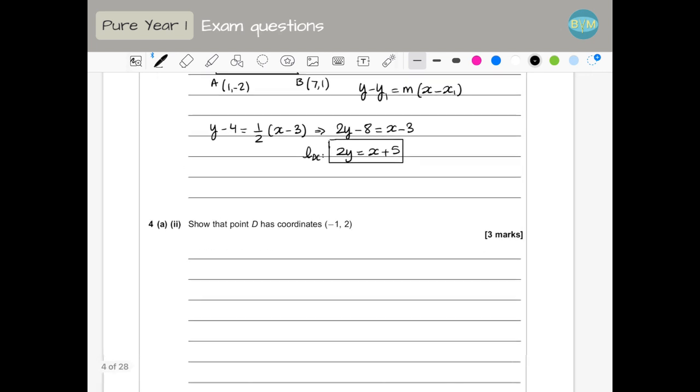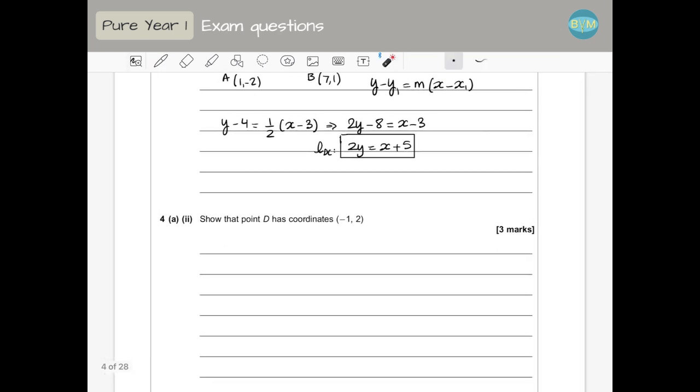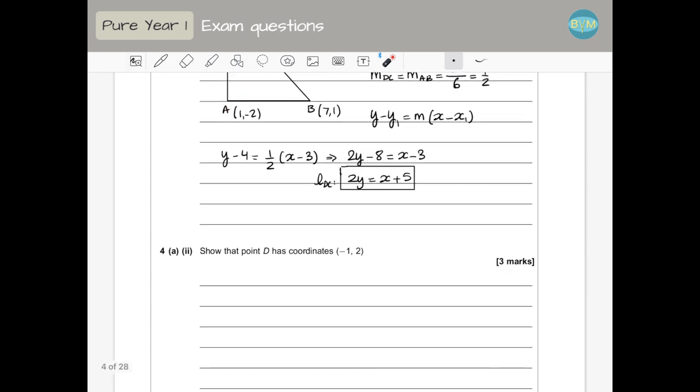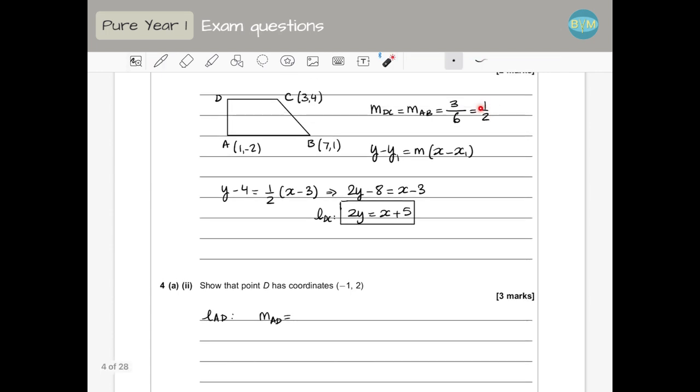That's the first part. Then, show that point D has coordinates (-1, 2). Point D is the only missing point. We can find it by the intersection of this line, DC, with line AD, which we don't know yet, but it's easy to find because its gradient, being perpendicular to this line, is the negative reciprocal, and we know one point. So the gradient of AD is the negative reciprocal of DC, so it's minus 2.